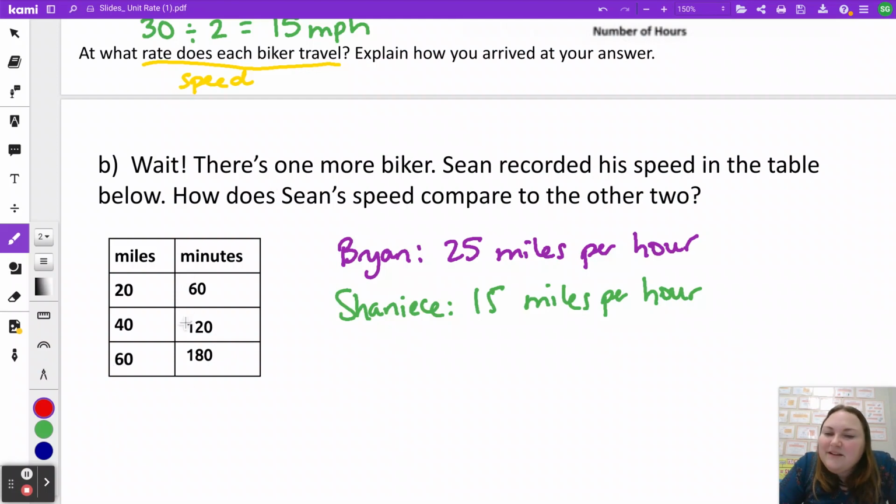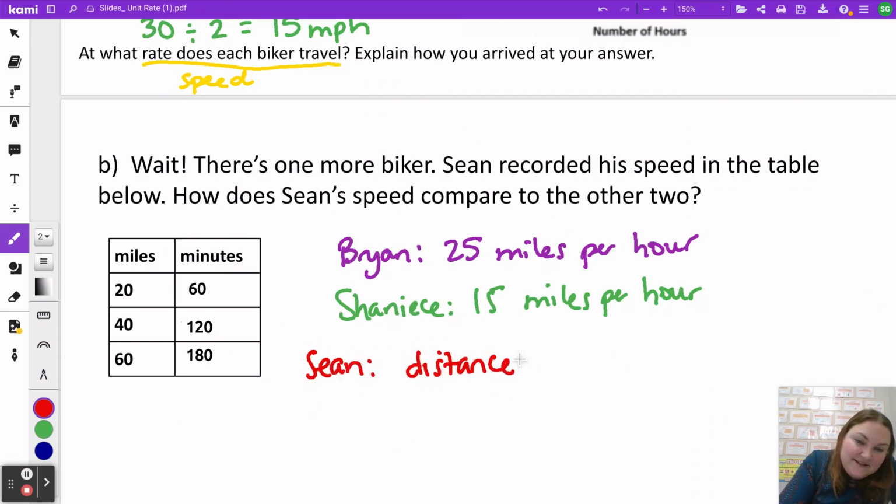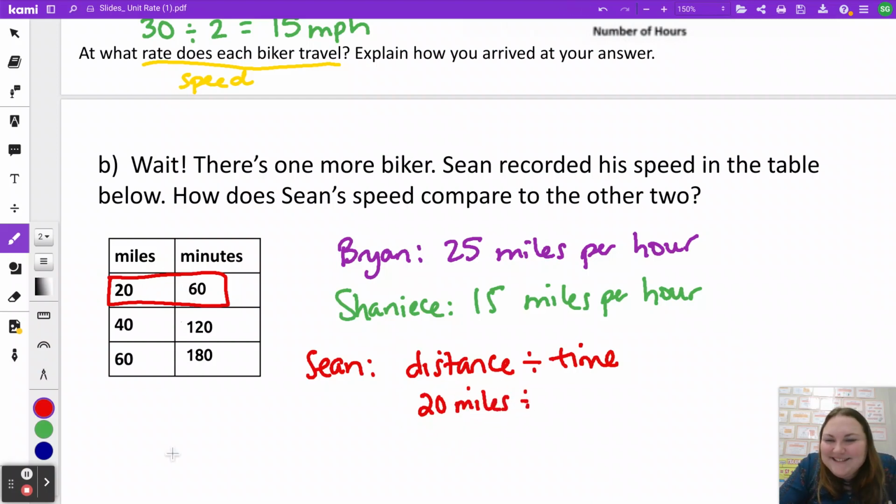So when I pick one of these pairs of numbers, when I go to find Sean's speed, I'm still thinking about his distance divided by the time, just like the other ones. But for his distance and time, for example, if I pick this one, I'm going to say 20 miles. But his time, I'm not going to say 60 minutes because I know 60 minutes is 1 hour.